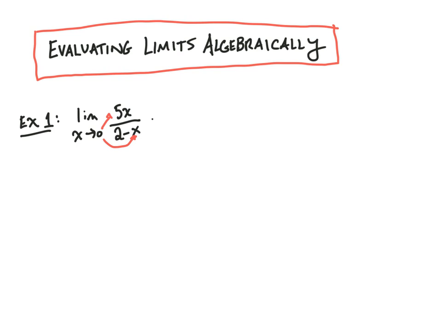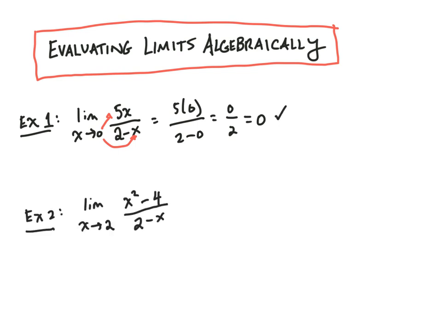So I'm going to plug 0 right in, giving me 5 times 0 over 2 minus 0. In this case, that reduces to 0 divided by 2, which is just 0. That means the actual height of the function was the intended height of the function, and it was simple.